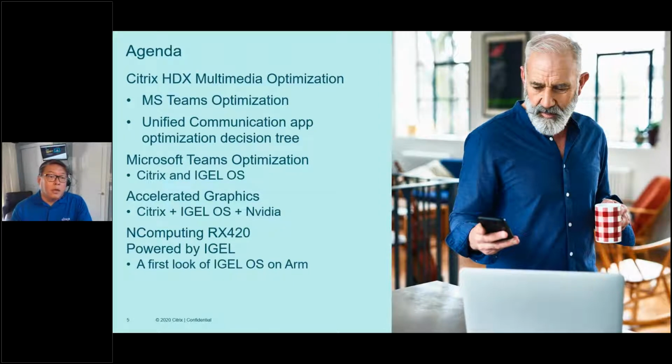We're going to start with a little bit of introduction of Citrix HDX multimedia optimization and talk about Teams optimization, a little bit of architecture history. And then we're going to dive into some unified communication application optimization decision trees. That will help customers select the best options to deliver the multimedia unified communication application as well.